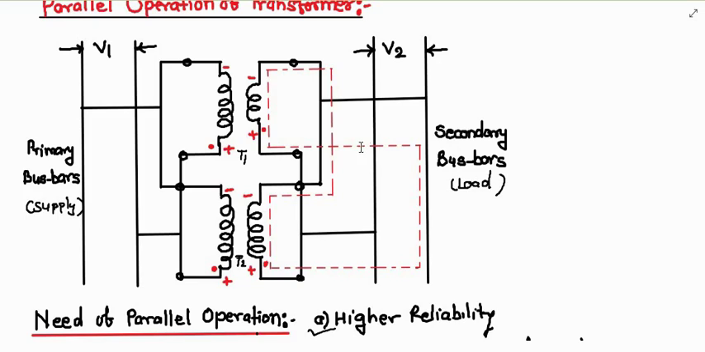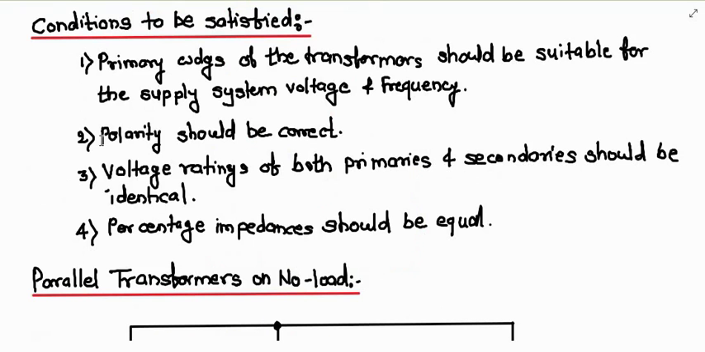Now let us see what are the different conditions that are to be satisfied for successful parallel operation of the two transformers. The following conditions are required to be satisfied in order to ensure successful parallel operation, to avoid any local circulating currents in the secondary side, and also to ensure that the transformers share the common load in proportion to their kVA ratings.